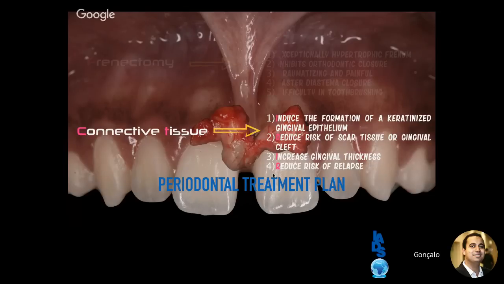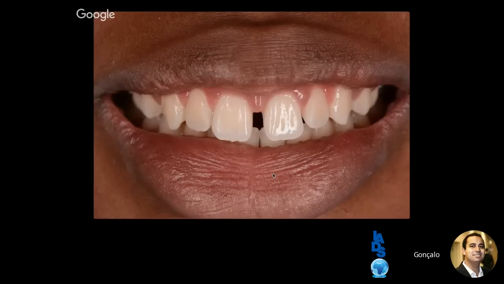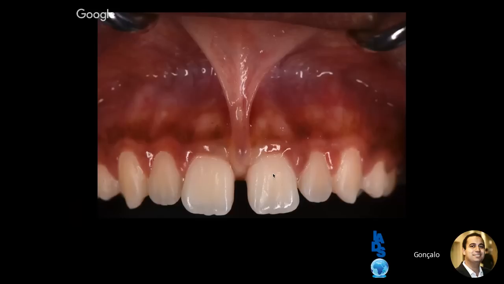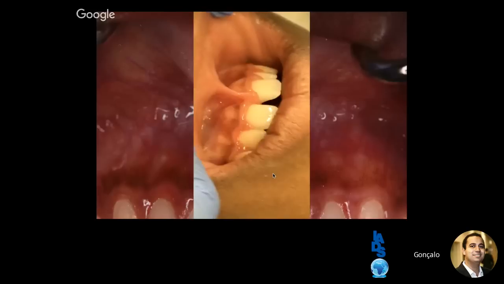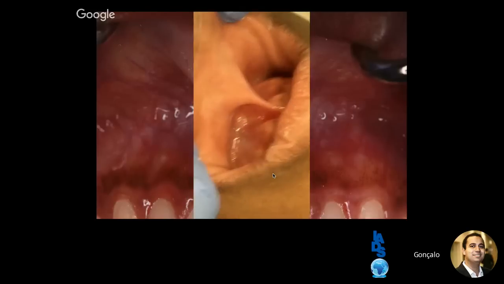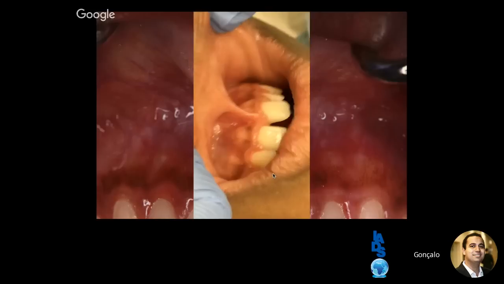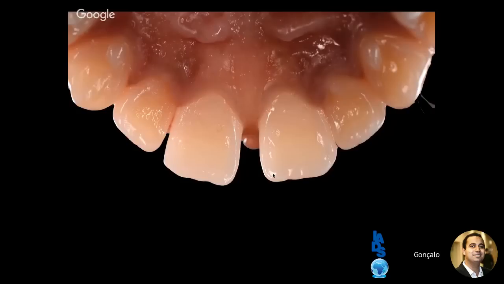So let me show you the case and how we did this technique, the frenectomy using VISTA. You see it was a very hypertrophic frenum, and you can also see from the views that it was extremely hypertrophic, and that could affect the orthodontic treatment, and it could actually be traumatic for the patient to do the orthodontic treatment before frenectomy.